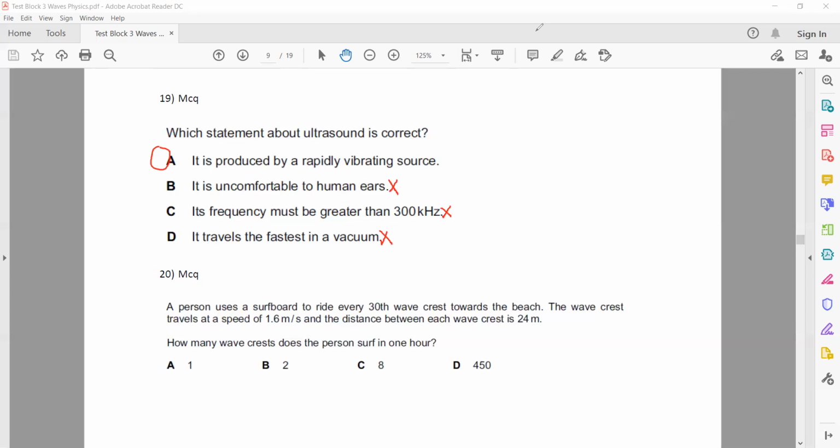Sir, why is it not C again? The frequency of ultrasound starts above the audible range, 20 hertz to 20,000 hertz. So sound which is more than 20,000 hertz is called ultrasound. It is written that its frequency must be greater than 300 kilohertz. 300 kilohertz is also ultrasound, but its frequency does not have to be greater than that. If it said its frequency is greater than 20 kilohertz instead of 300, then it would be the right statement.